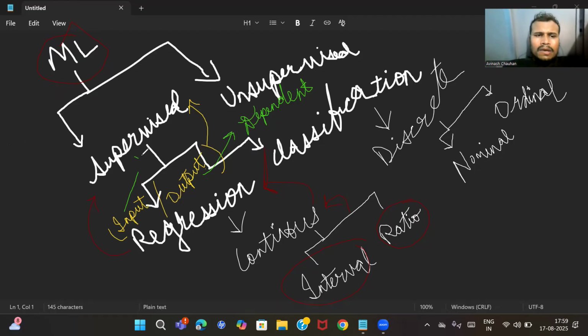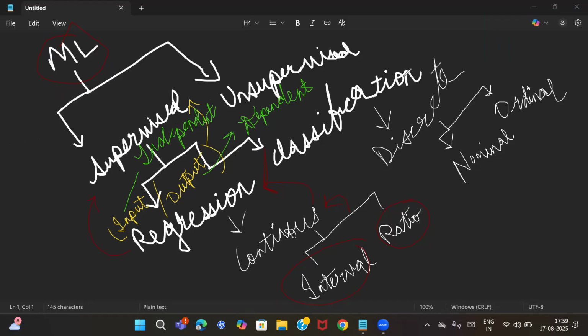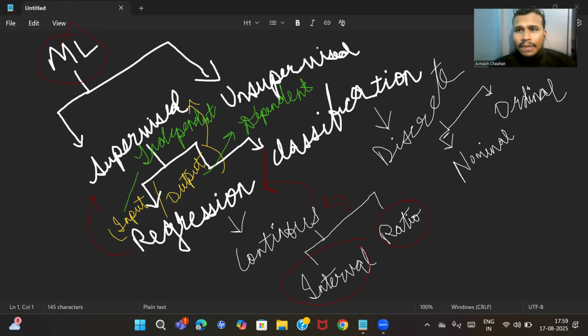So input is the independent feature. Now you have understood, in ML, what the dependent features are, what the independent features are, what supervised learning is, and what unsupervised learning is.